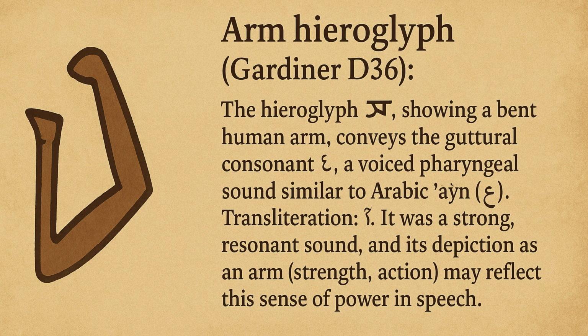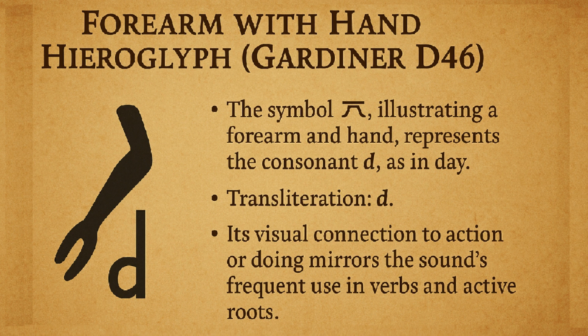5. Arm hieroglyph, Gardiner D36. The hieroglyph, showing a bent human arm, conveys the guttural consonant ayin, a voiced pharyngeal sound similar to Arabic ain. Transliteration. It was a strong, resonant sound, and its depiction as an arm, a symbol of strength and action, may reflect this sense of power in speech.